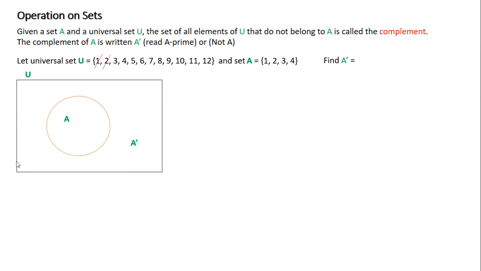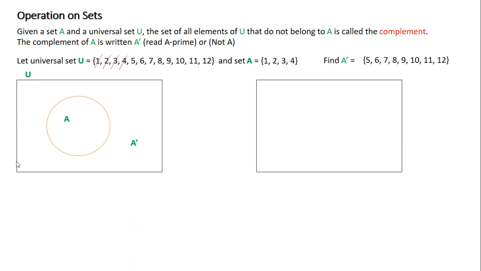So if I wanted to find not A, let's do this. This is my universe, and I write what A is. A is 1, 2, 3, 4. This is what's in my A. So not in A is everything that's outside, which is part of my universe, and all these numbers would be outside: the 5, 6, 7, 8, 9, 10, 11, 12.